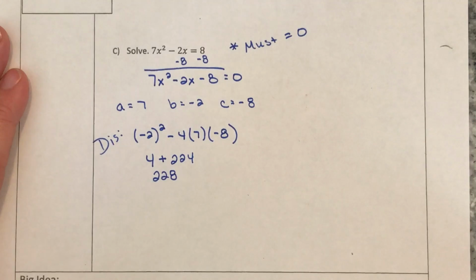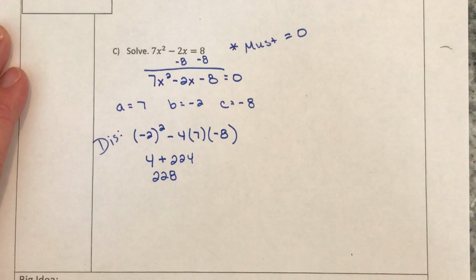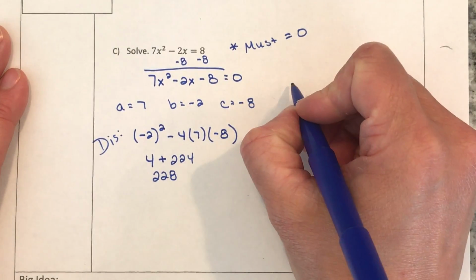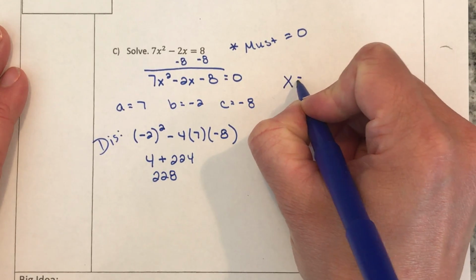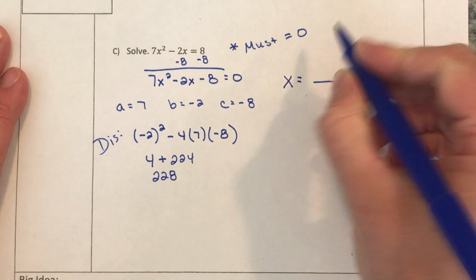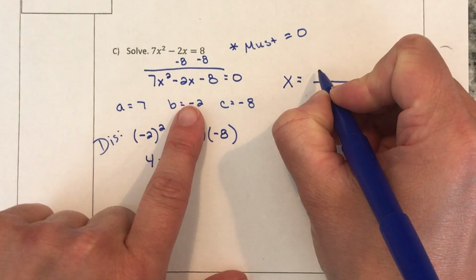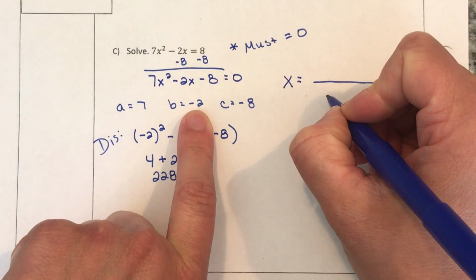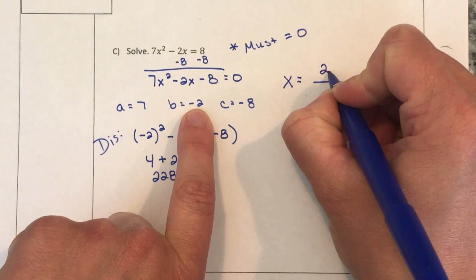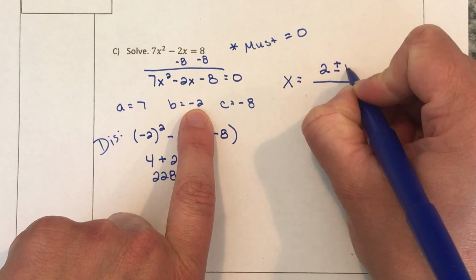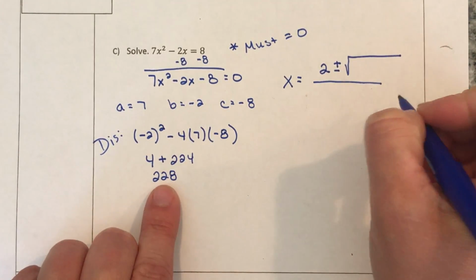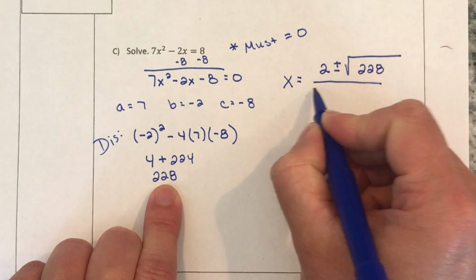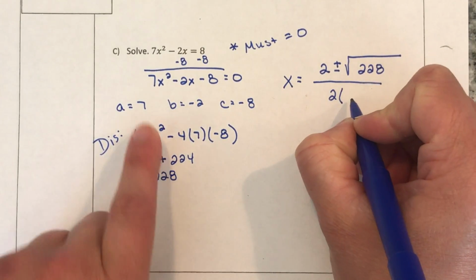So this would be a great time for you to pause and see if you can set up the quadratic formula and go as far as you can on your own, then push play and see how you did. Okay, the quadratic formula. X equals the opposite of b. B is already negative 2, and I need the opposite of b. So positive 2 plus or minus the square root of the discriminant, 228. All divided by 2 times a.